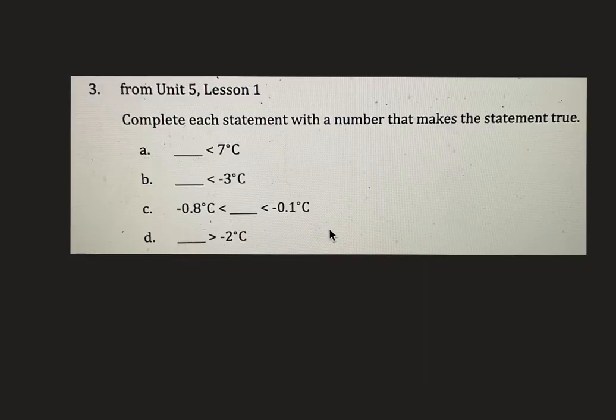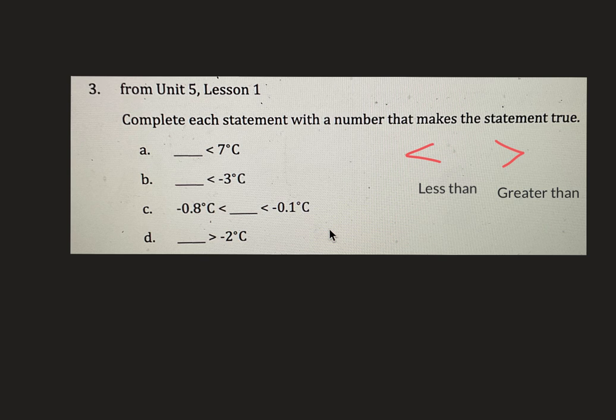All right, complete each statement with a number that makes each statement true. Just a couple of reminders here. When the arrow points to the left, that is less than, and when the arrow points to the right, that's greater than. It says complete each statement with a number that makes the statement true, so you might have chosen a different number than I'm going to show you. But with that said, guys, let's come up with some examples here.